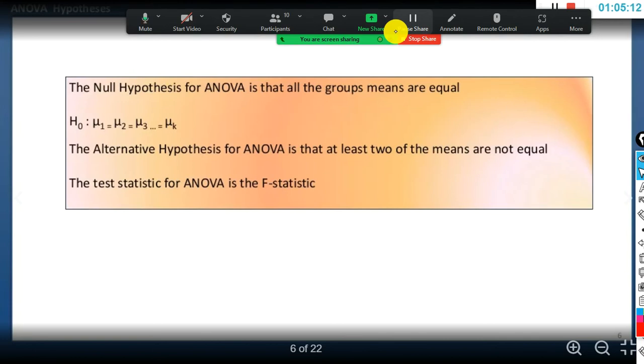It need not be, okay. At least two of the means are not equal. For example, these two are the same in the alternate hypothesis, but mu2 is not equal to mu3, right? In that case also, we can use this one, the alternate hypothesis. You can define it like this.